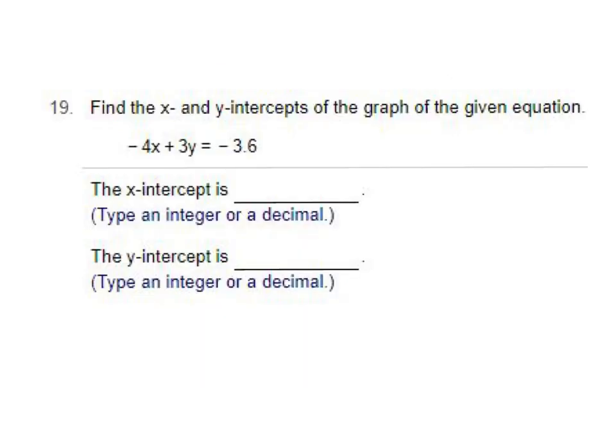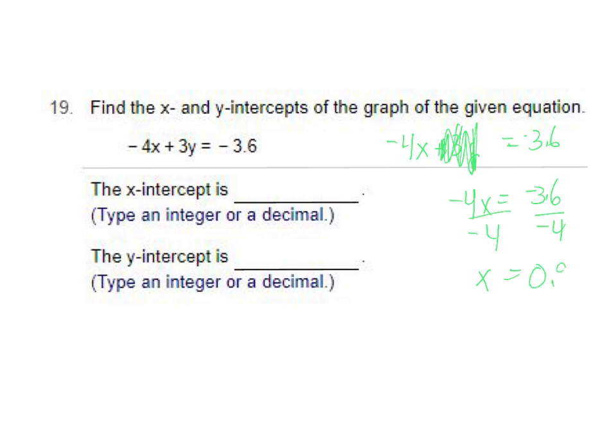In number 19, we need the x and the y-intercepts. For my first one, I need to find the x-intercept. And to do that, I let y equal 0. If y equals 0, that means this is out of the problem here. And I'm going to have negative 4x equals negative 3.6. And when I divide both sides by negative 4, that gives me x is equal to 9/10, 0.9.